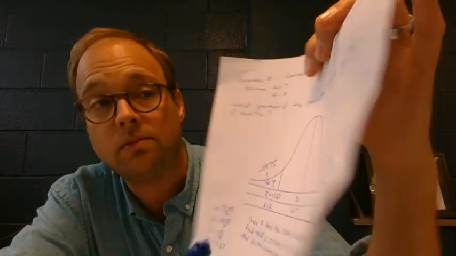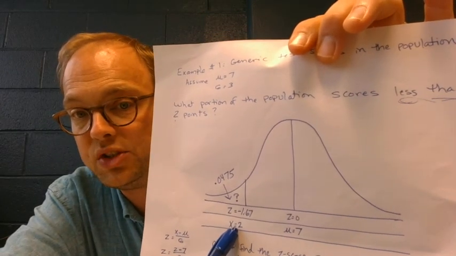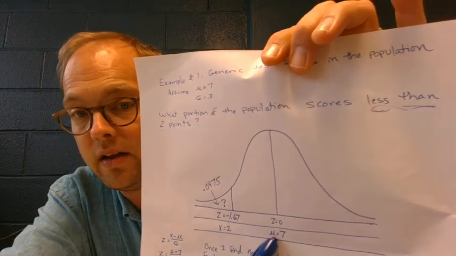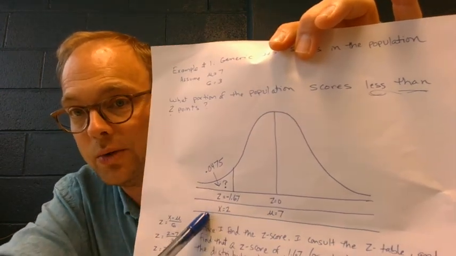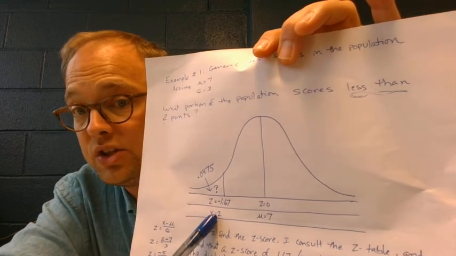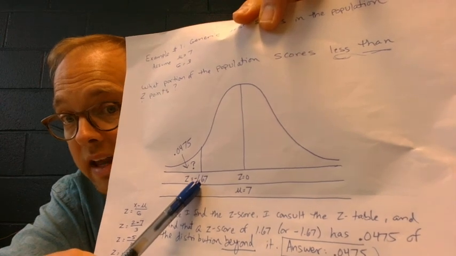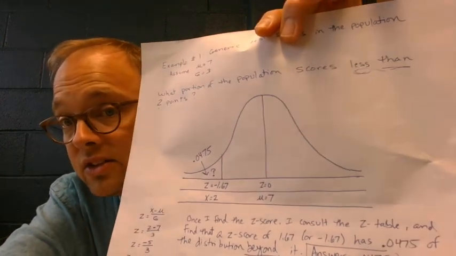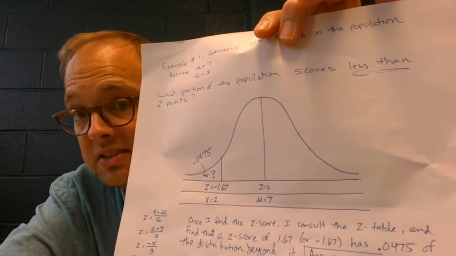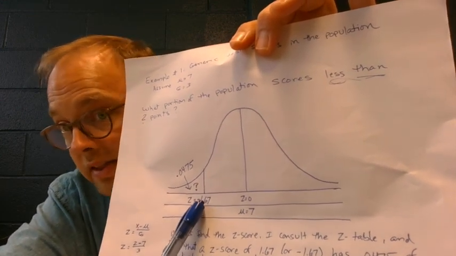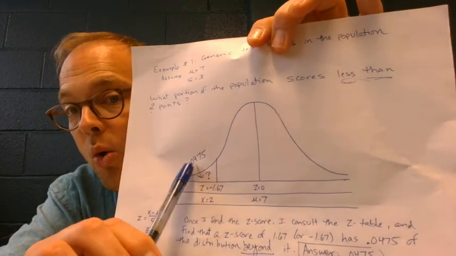I went to the question. The question is, what portion of the population scores less than 2 points? So I put x equals 2 right there. This is raw scores right here, the bottom line, raw scores, data, right? X of 2. I then converted that score of 2 to its corresponding z-score, negative 1.67. I then consulted the z-table, and I found that a z-score of negative 1.67 has 0.0475 of the distribution beyond it. That answers the question. What portion of the population scores less than 2 points?